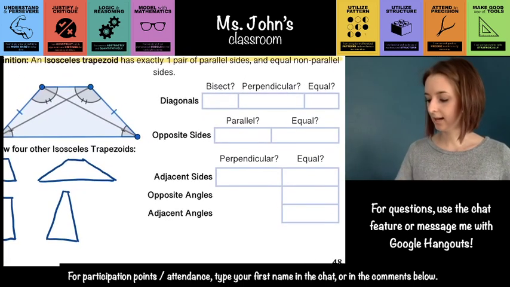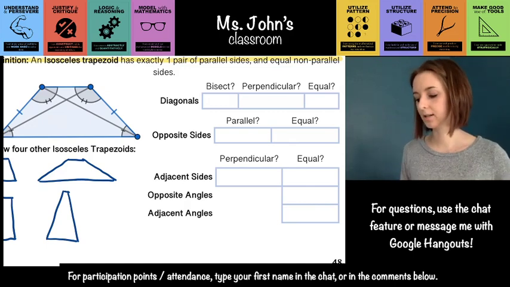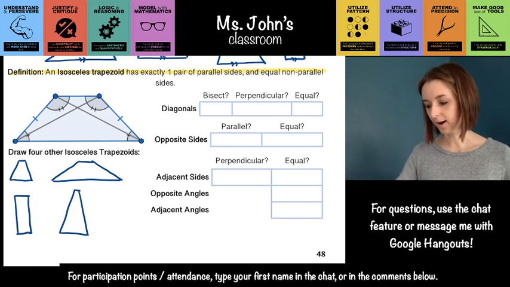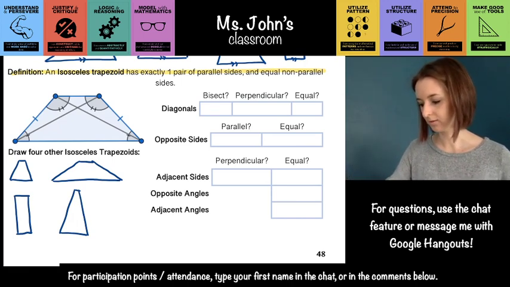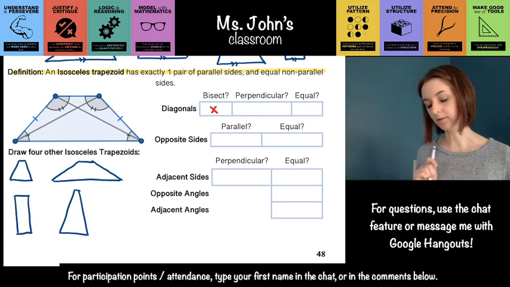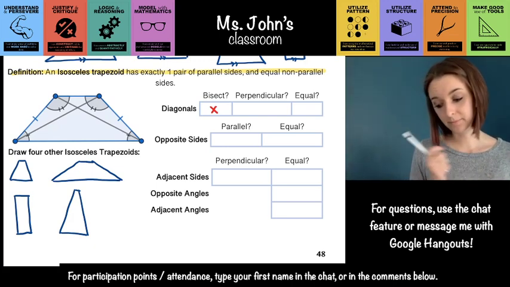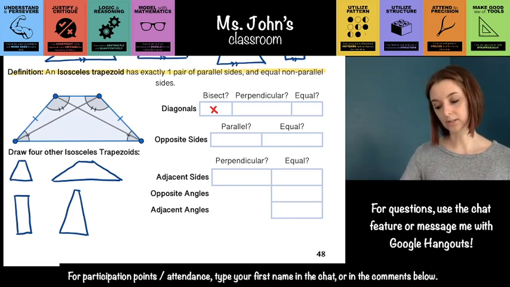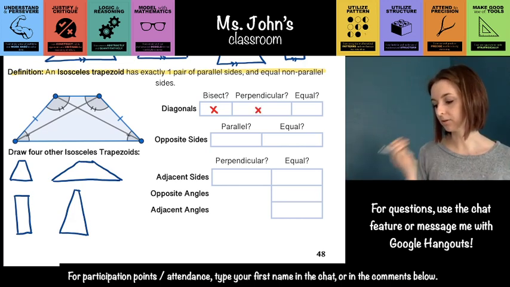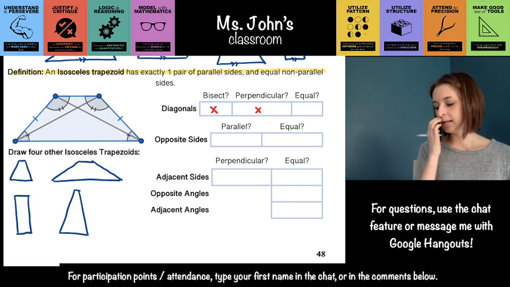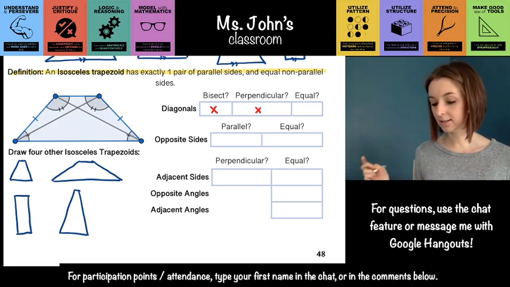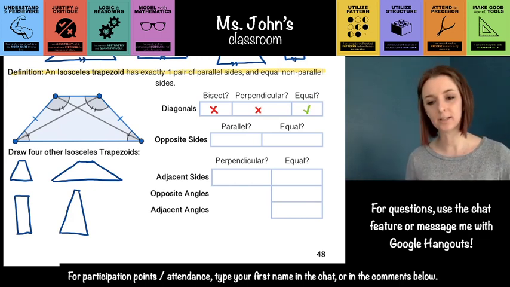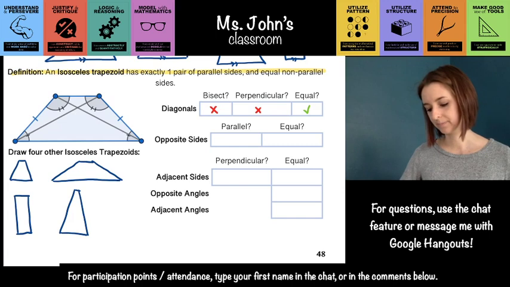Okay, so the diagonals of a trapezoid, if you can imagine, just looking at the picture, they do not bisect each other. Oops, I almost drew a check mark. They do not do that. They also do not meet at a right angle. Depending on which trapezoid you're looking at, it could be very different angles. And the last one is the only thing that is true, which is that the diagonals do happen to be of equal length in a trapezoid.